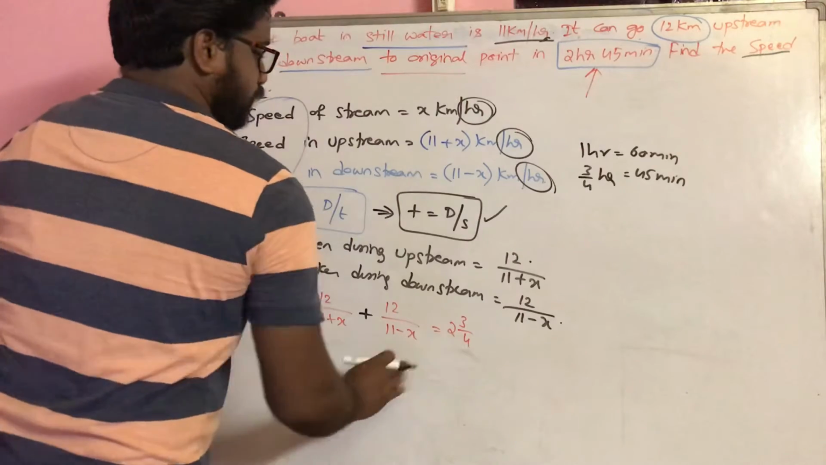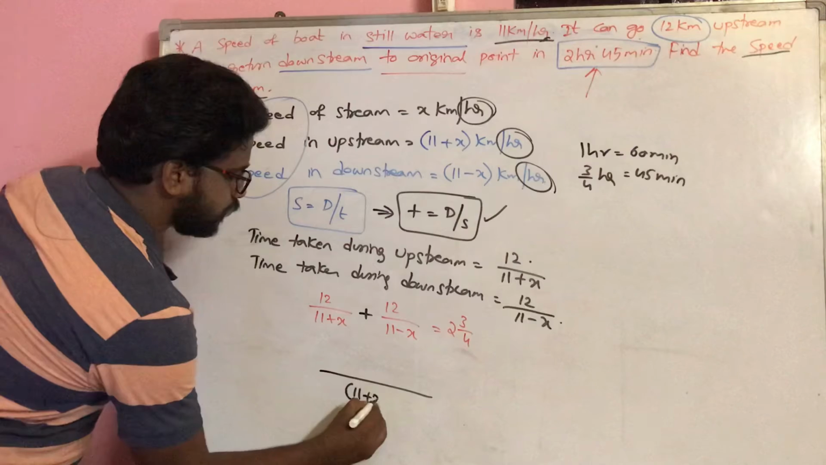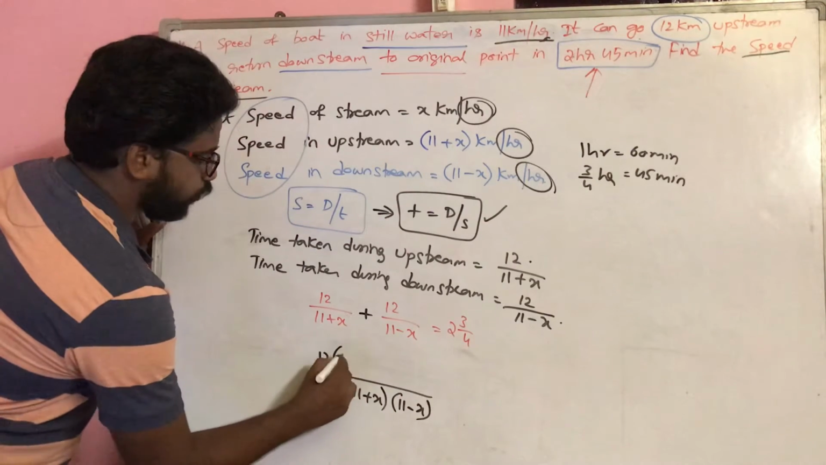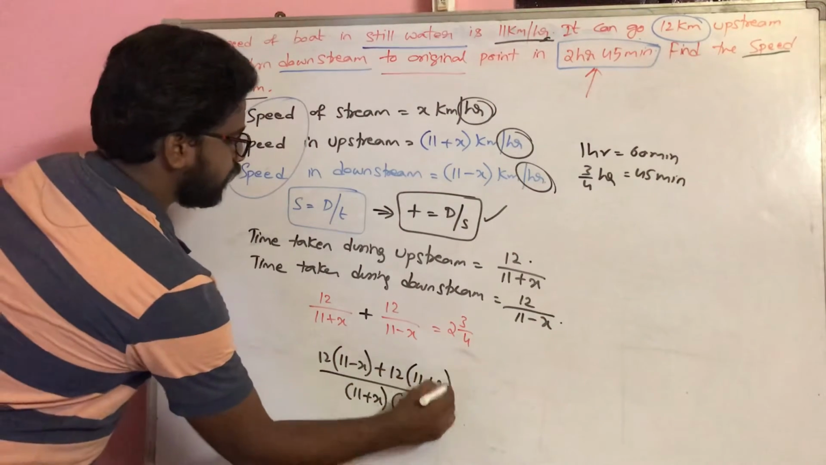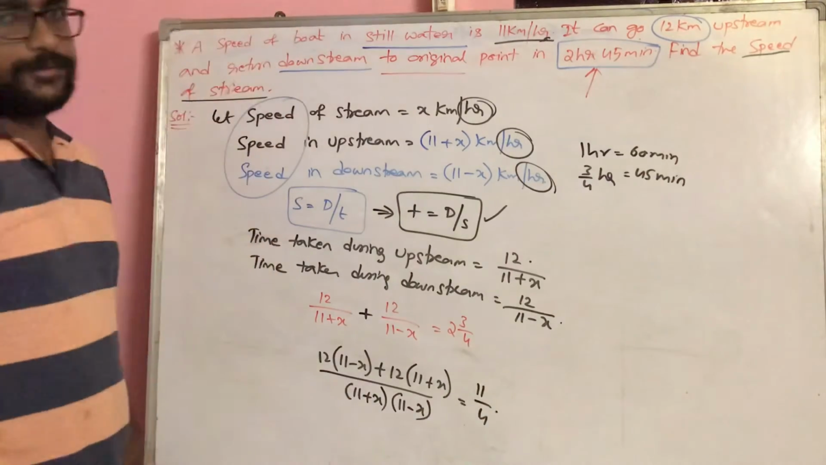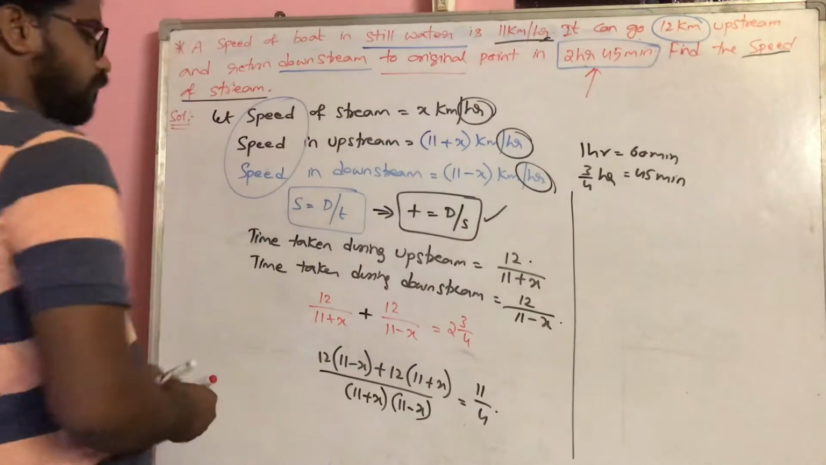Now simplify this. The denominator will become 11 plus x into 11 minus x. This is 12 into 11 minus x, 12 into 11 plus x is equal to this. If you simplify, you will be getting 11 by 4. Now do the further simplification here to arrive at the answer.